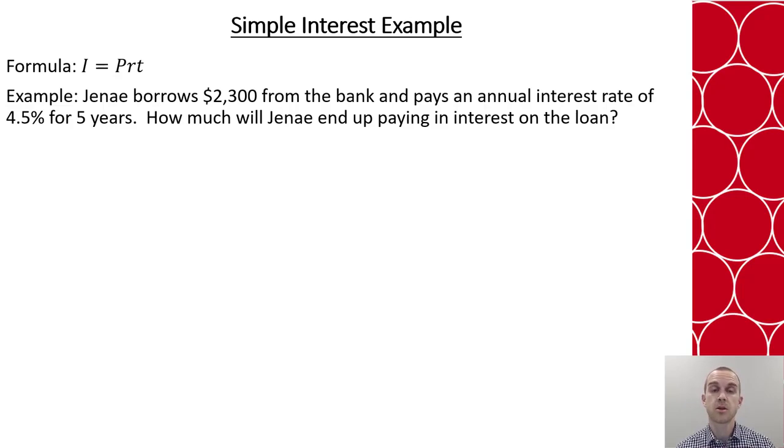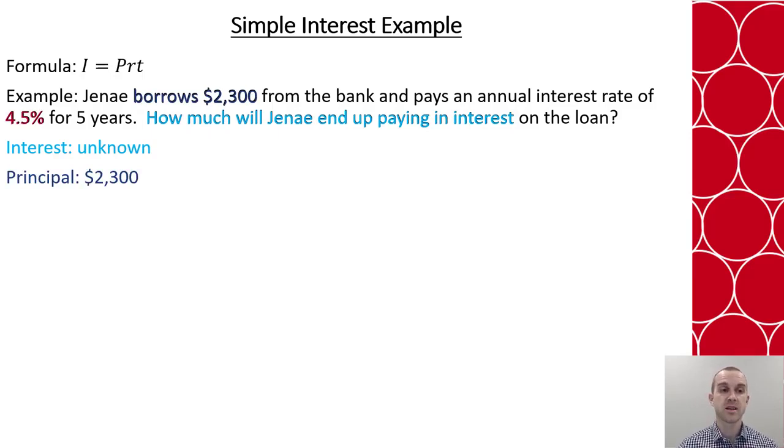Say that Janae borrows $2,300 from the bank and pays an annual interest rate of 4.5% for 5 years. How much will Janae end up paying in interest on the loan? So first we start with our interest. Here it says how much will she pay, so that's our unknown piece of this formula in this case. The next, let's look for the principal. It says she borrowed $2,300, so there is where we start.